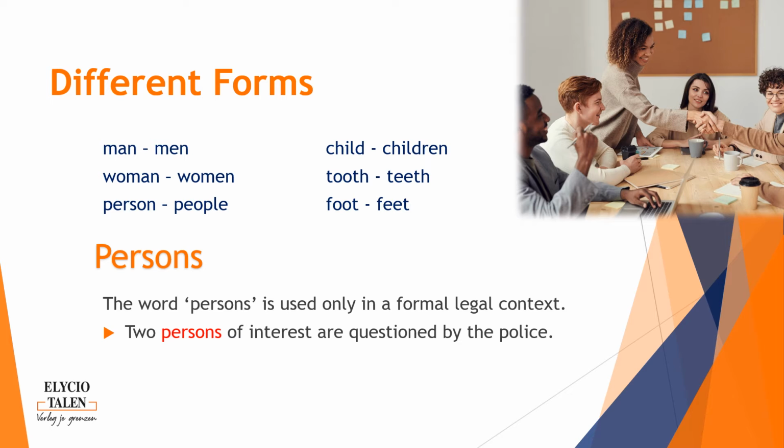Two persons of interest are questioned by the police. Missing persons are reported in a local newspaper. So what it means is that when you write an everyday email to your colleague, you should not use the word persons. You should use the word people. I saw 4 people at a meeting. I went to dinner with 5 people, for example.